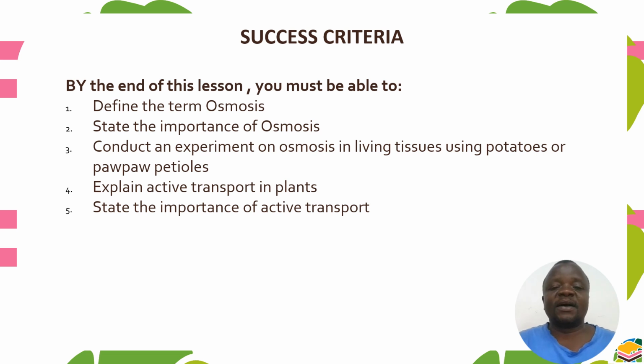We are on the success criteria, the objectives that you are supposed to achieve in this lesson. By the end of this lesson, you must be able to define the term osmosis. You are supposed to state the importance of osmosis. You have to conduct an experiment on osmosis in living tissues using potatoes or purple petioles. You have to explain active transport in plants. You have to state the importance of active transport.